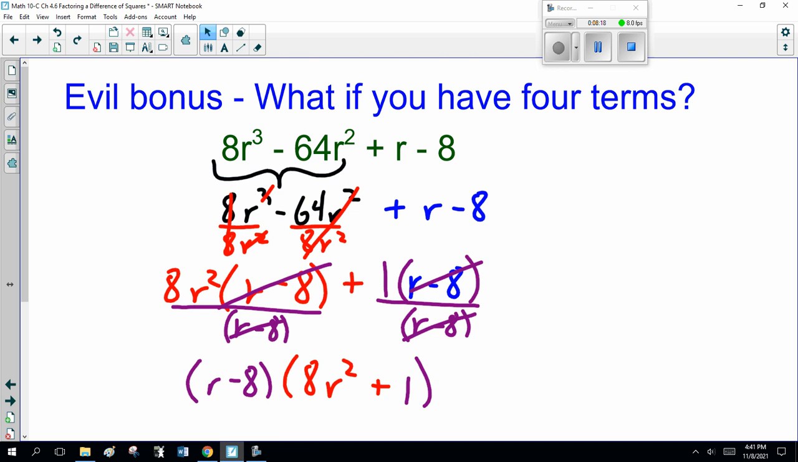All right, now that's it for me. Not a long lesson, as long as you recognize the difference of squares. Any questions, shoot me an email. Otherwise, good luck.